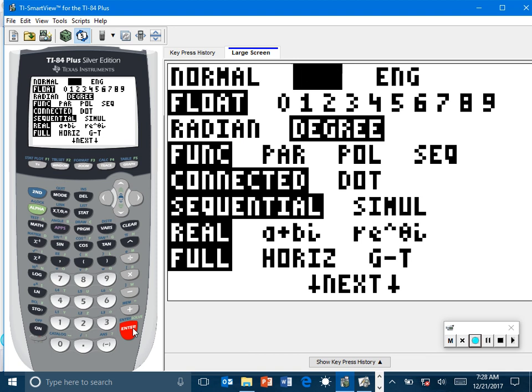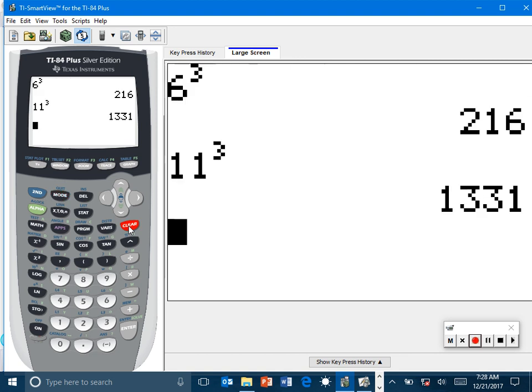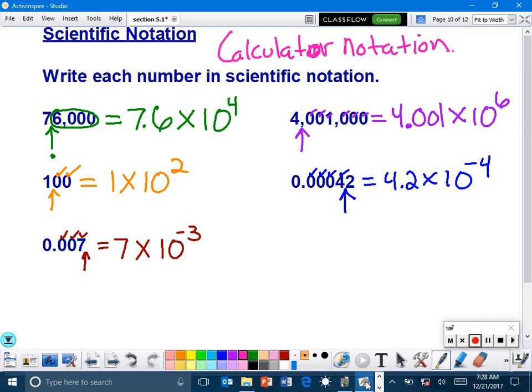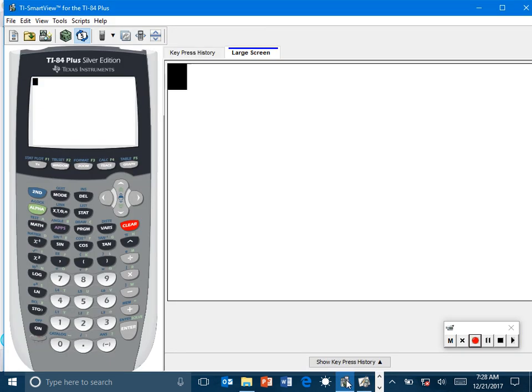Okay, so if I do scientific notation mode, okay, quit, clear, all right. Now, when I type something in, like this first problem, 76,000. So I'm going to type that in as normal.